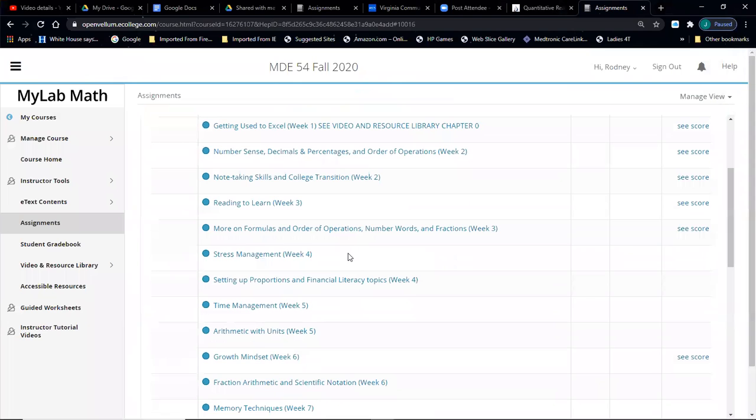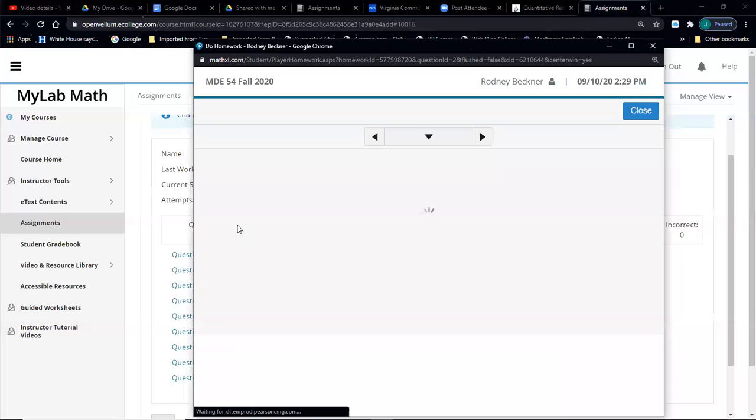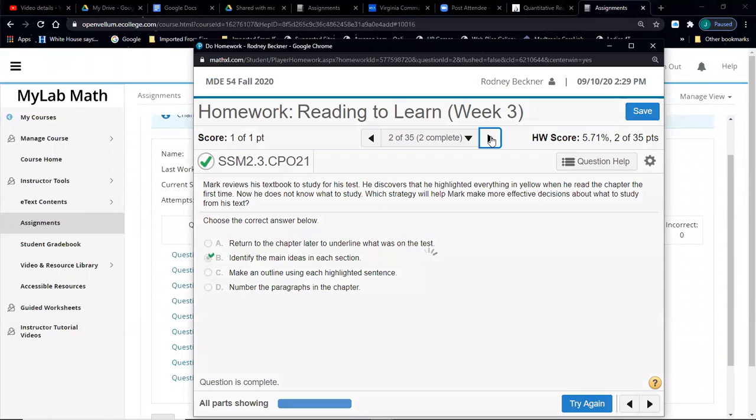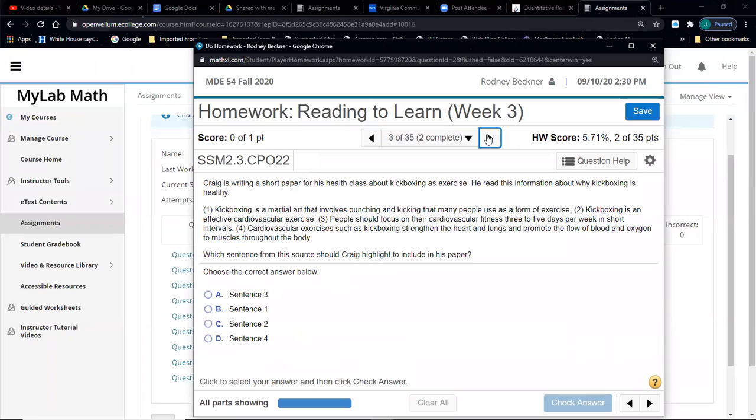The reading to learn. That first one's got a video, so we're not going to do that together. We did this one together last time. I'm still here. All right. Craig is writing a short paper for his health class about kickboxing as an exercise. This has nothing to do with QR. That's not the point. He read this information about why kickboxing is healthy.